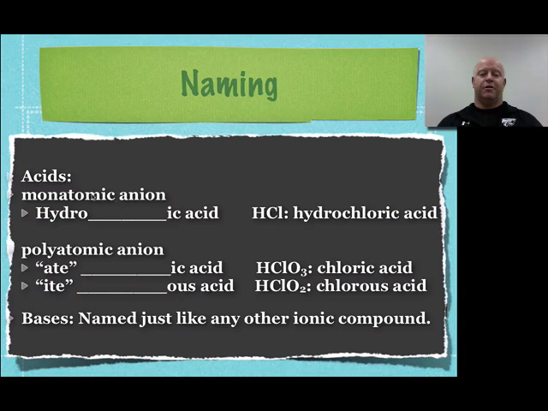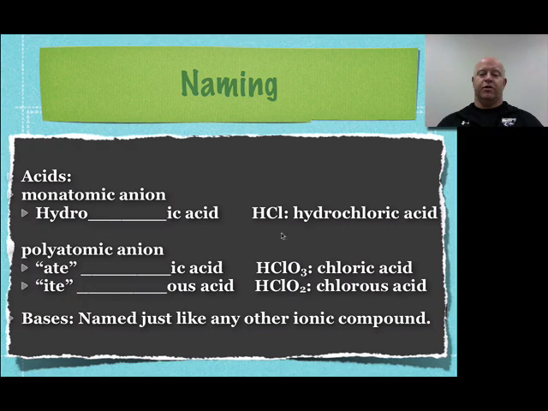When we name a monoatomic anion acid, like HCl, we start with the prefix hydro, and then we use our normal root word, so here it would be chlor, and then we put ic on the ending for acid. So HCl is hydrochloric acid. If we had H2S, hydrogen with sulfur, that would be hydrosulfuric acid. If we had H3P, that would be hydrophosphoric acid, and so forth. The hydro in front tells us that our root word is a single anion, so this is just chlorine.